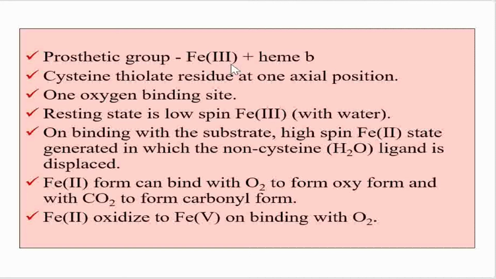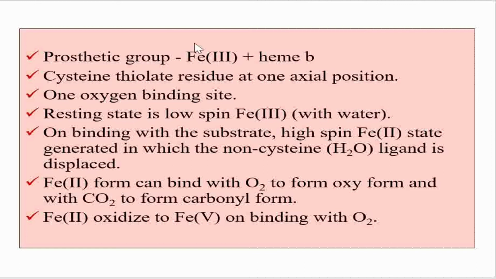So this is a difference from myoglobin. One difference is that here the iron is in its +3 state, while in myoglobin, iron is present in the +2 state. The porphyrin ring is the same, but there may be a difference in the axial position ligands. You can see the cysteine thiolate residue is present at one of the axial positions, whereas in myoglobin, a histidine residue is present at one of the axial positions. So one ligand is cysteine thiolate here.